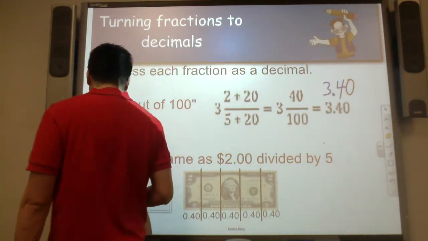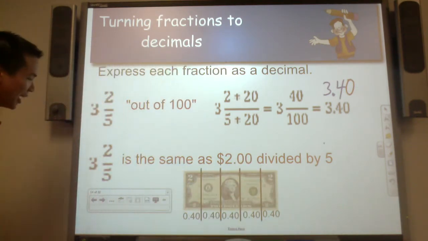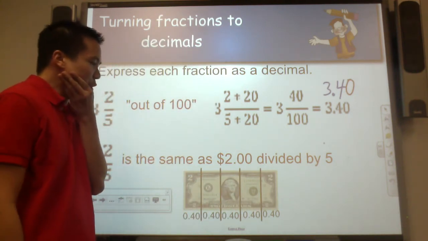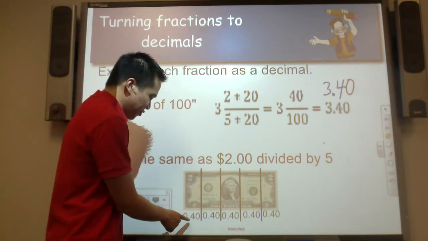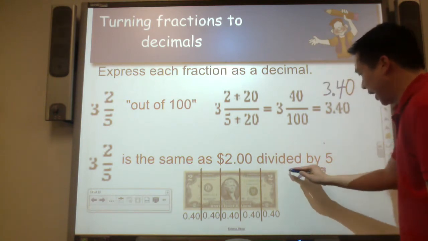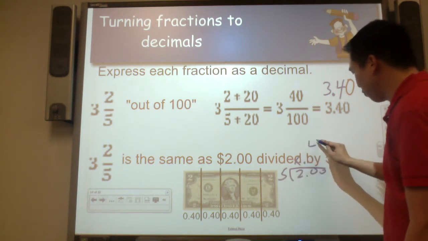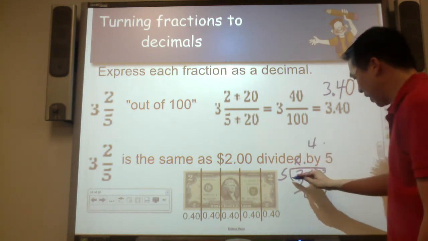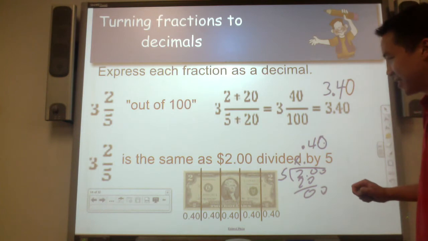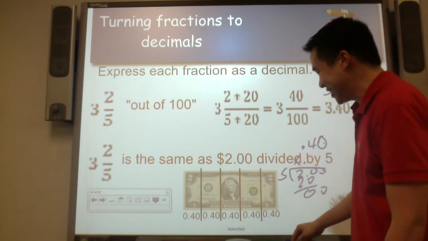So let's look at this one. 3 and 2/5. You have a $2 bill. Ooh, $2 bill. You want to divide it into 5 parts. So how much money would each part get? Is it 40 cents? You know what? Let's check it. Let's divide and just make sure. I have a $2 bill. I divide it into 5 parts. Can it go into 2? No. Decimal point. Can 5 go in 20? 4 times. Can 5 go in 0? 0 times. So it is 40 hundredths. So 3 and 40 hundredths is the equivalent decimal.